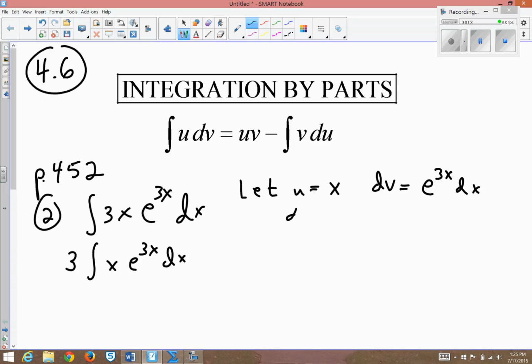From u we get du. If u equals x, then the derivative is 1. So du, the derivative of 1x, is 1, so du equals 1 dx. And over here where we have dv equals e to the 3x dx, we do this with both sides. Look at the purple. The integral of dv is v.